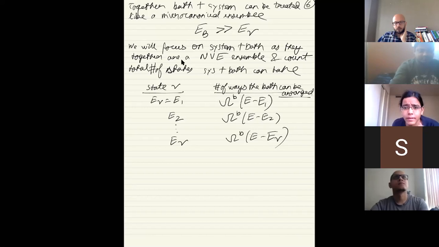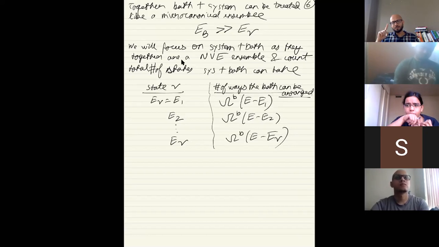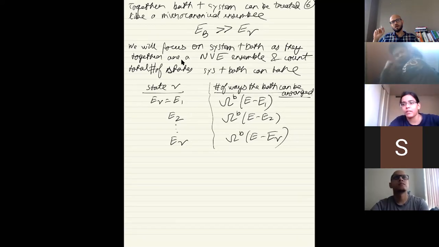I have a question. The number of ways the bath can be arranged. The bath means that is excluding the system. So we are calculating the number of microstates for both the system plus bath. Over here, I have talked about the number of ways the bath can be arranged, right? What you're picking at, I think, is that I have not talked about the number of ways the system can be arranged. And the energy E1 is for the state of the system.